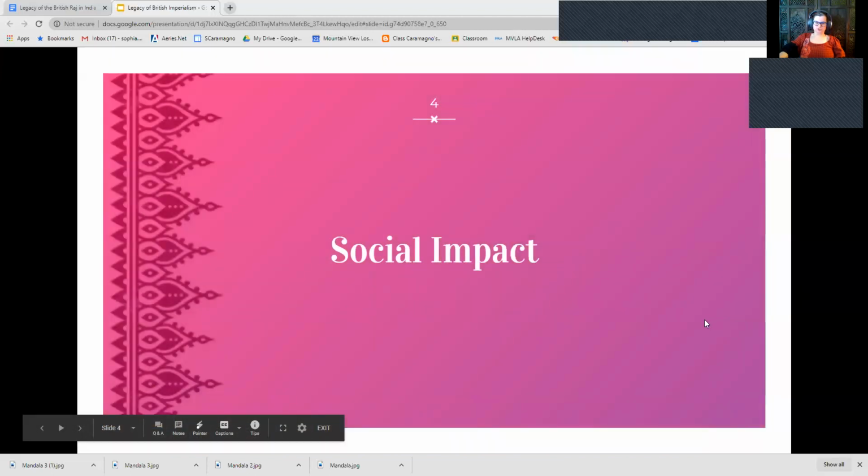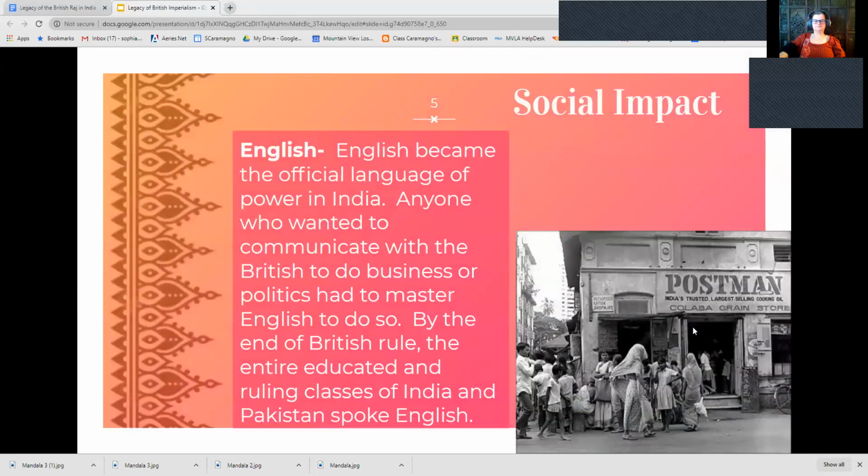So, we're going to start with the social impact of the Raj. The first impact I want to talk about is the language of English. English became the official language of power in India. Anyone who wanted to communicate with the British or do business in politics or in business had to master English to do so. And by the end of British rule, the entire educated and ruling classes of India and Pakistan both spoke English fluently. It was the language of getting things done.